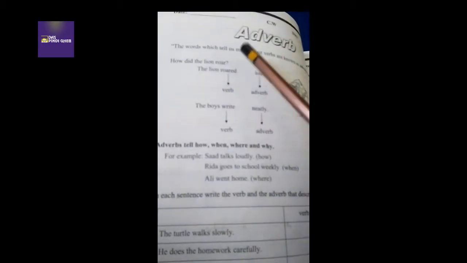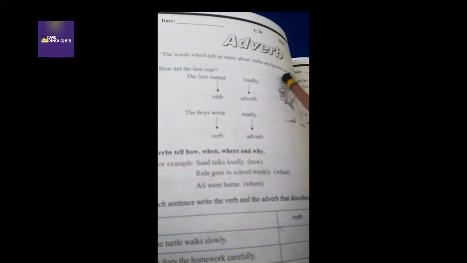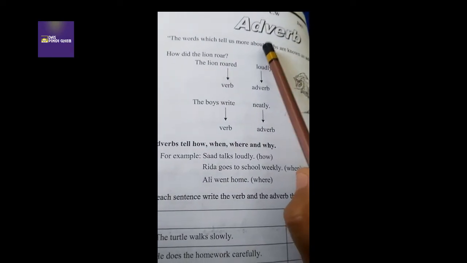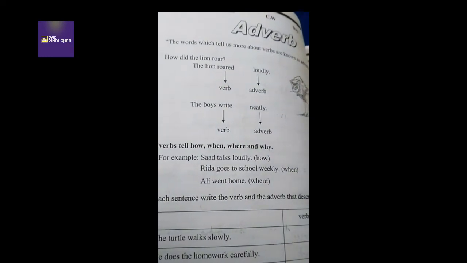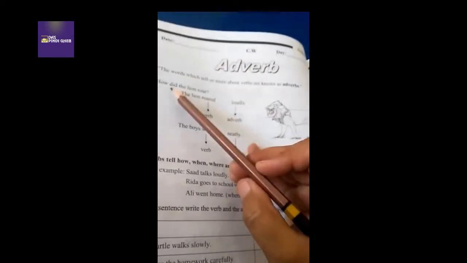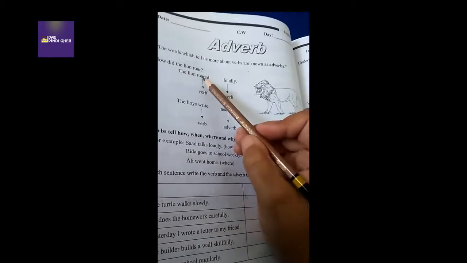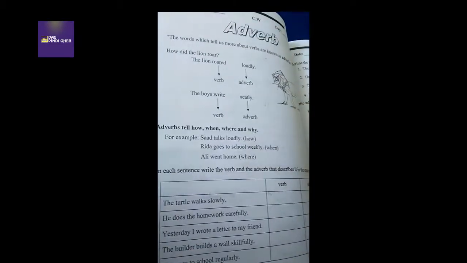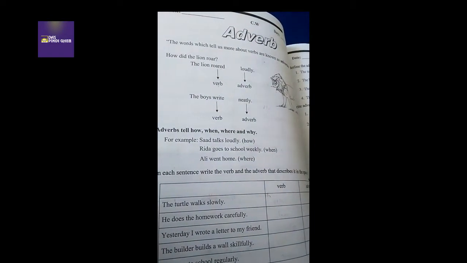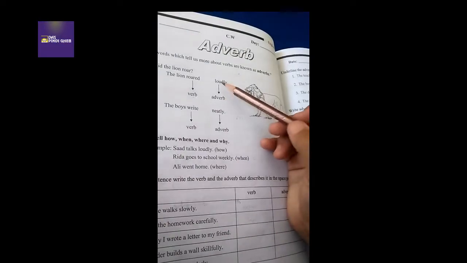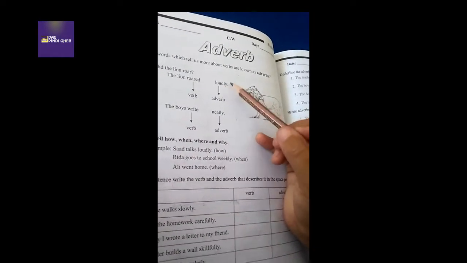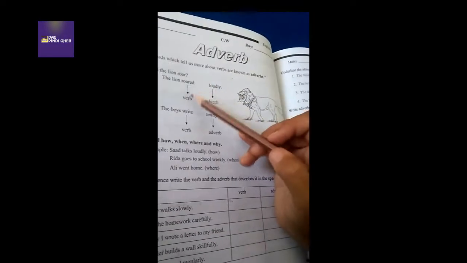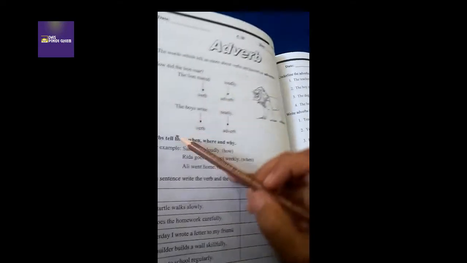The words which tell us more about a verb are known as adverbs. In this example we can see, how did the lion roar? The lion roared is the verb, and how he roared means the lion roared loudly. This word is the adverb. This shows the verb and this shows the adverb.